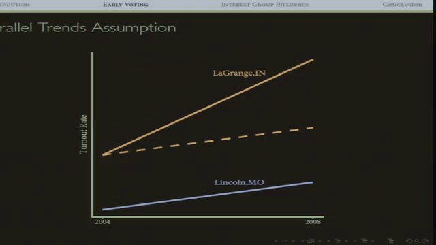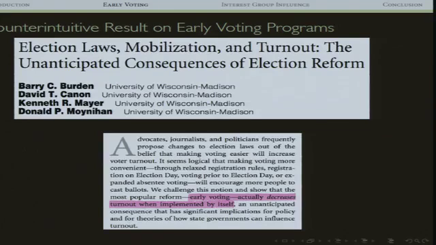This is all we could really do with the data that we had. And in fact, very recently, a team of researchers at Wisconsin did just this. They tried to look at the effects of early voting programs on turnout across the United States, and they came to a rather surprising result. And so I don't know if you can read this here highlighted, but basically they found that the evidence says that early voting programs actually decrease turnout.